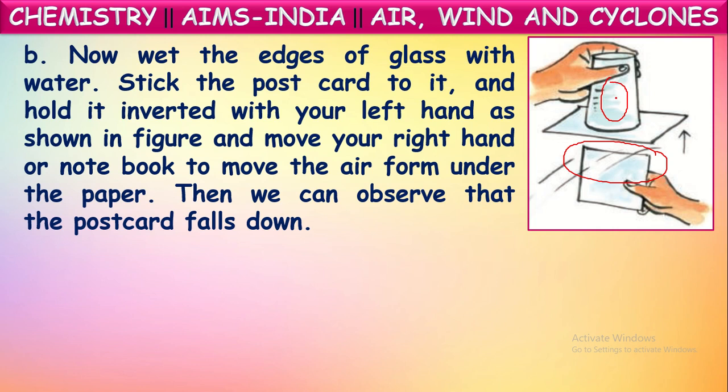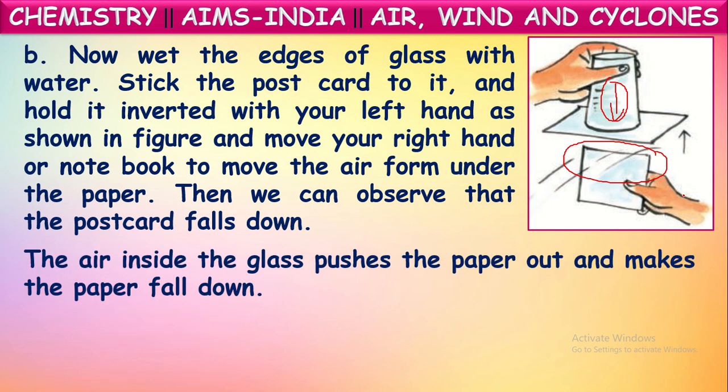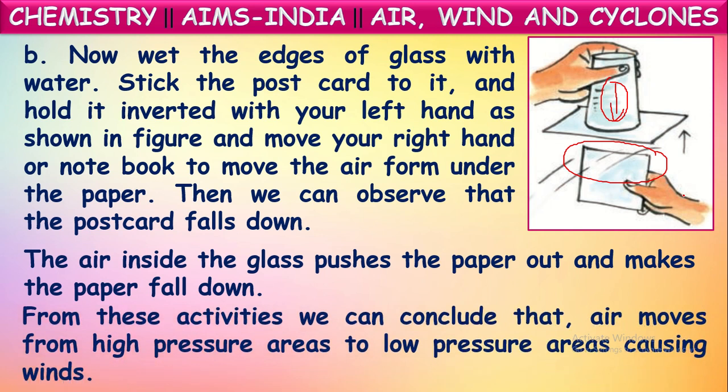So when compared to the pressure inside, the pressure below the card is low. Now, air starts moving from high pressure area to low pressure area, and hence it pushes the postcard down. Thus, it falls down. So the air inside the glass pushes the paper out and makes the paper fall down. This is because air moves from high pressure area to low pressure area. From these two activities, we can conclude that air moves from high pressure areas to low pressure areas, causing winds. This is the cause for winds.